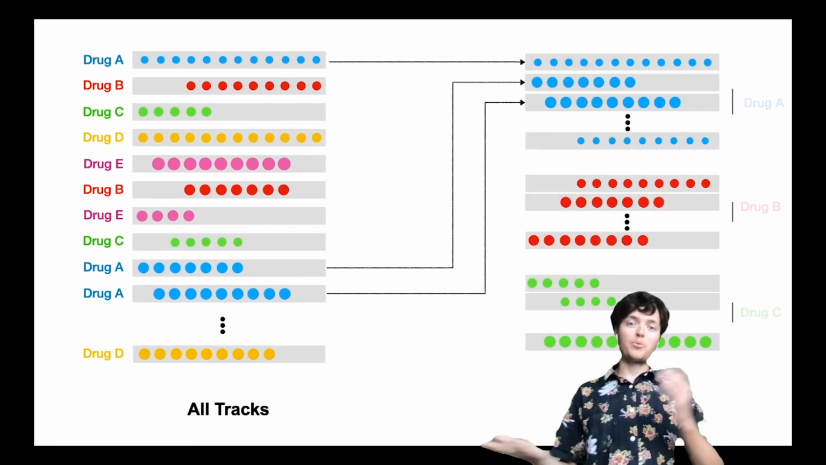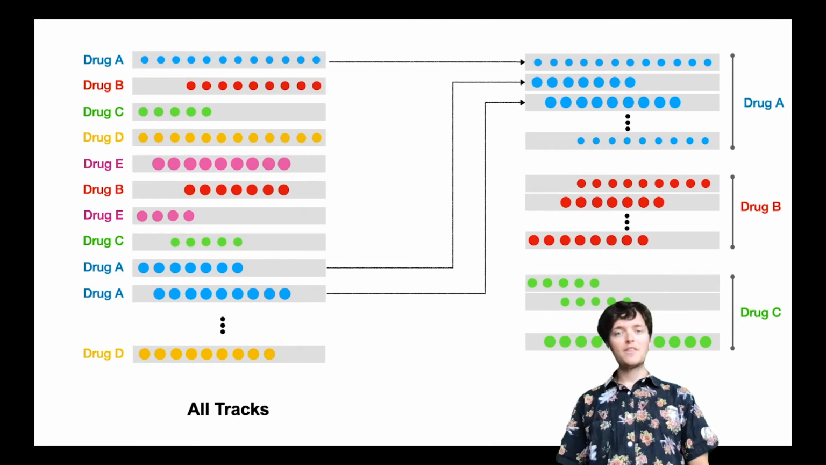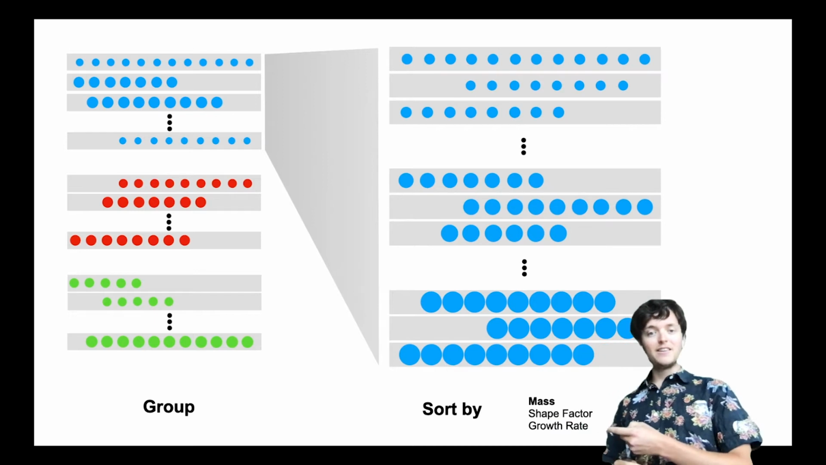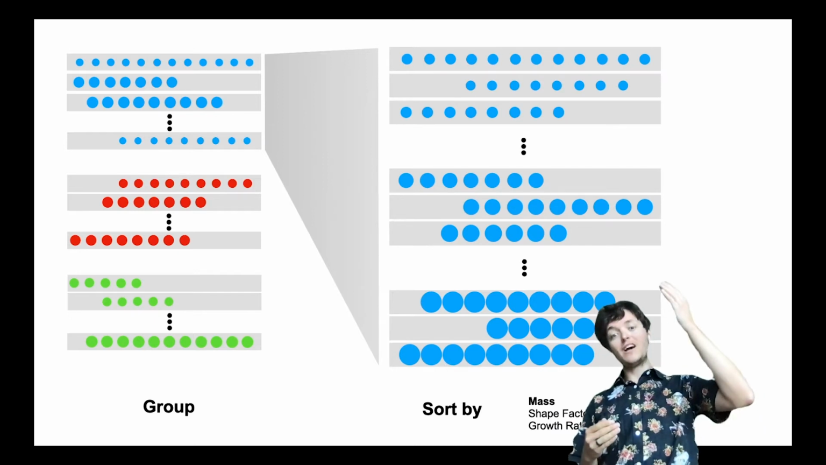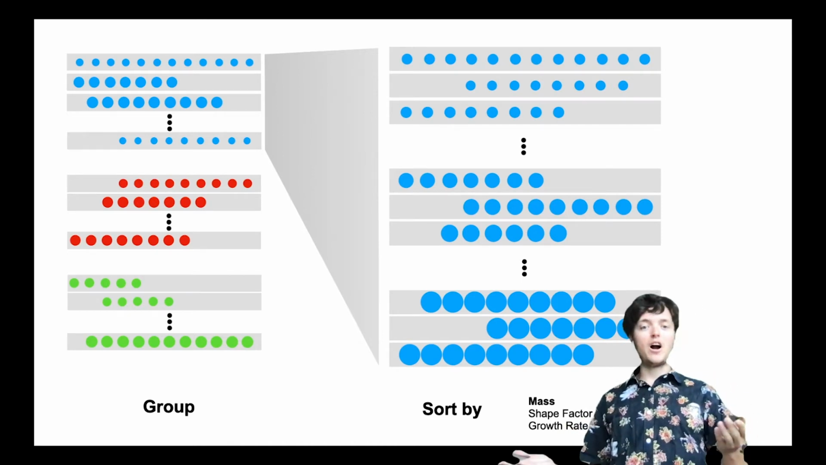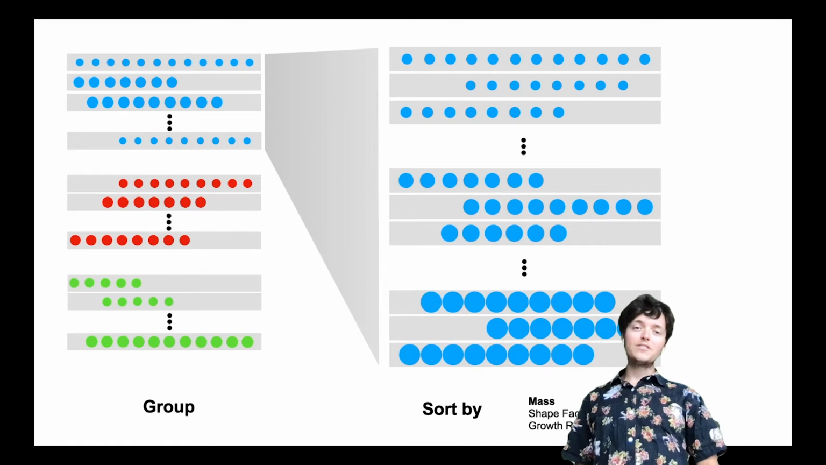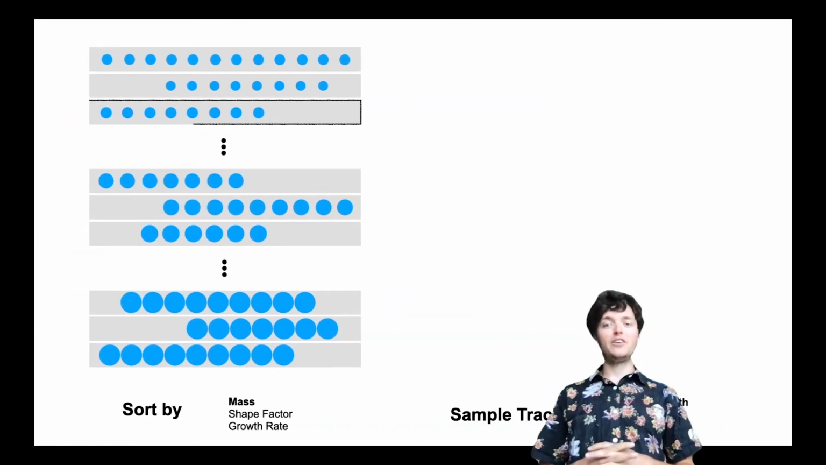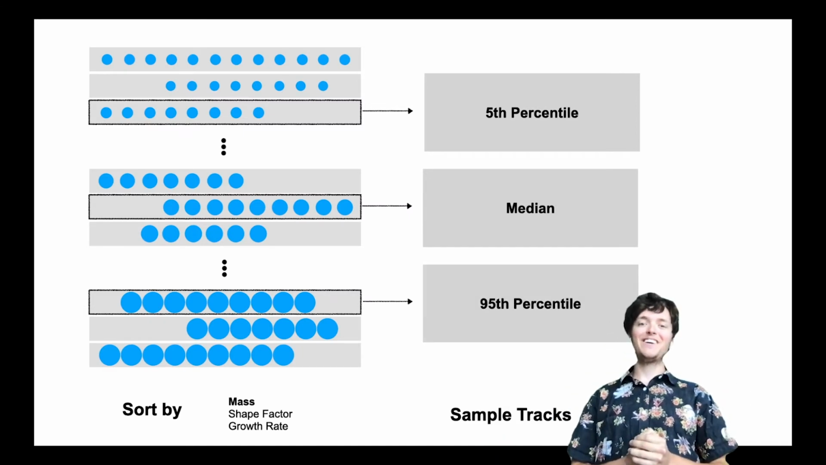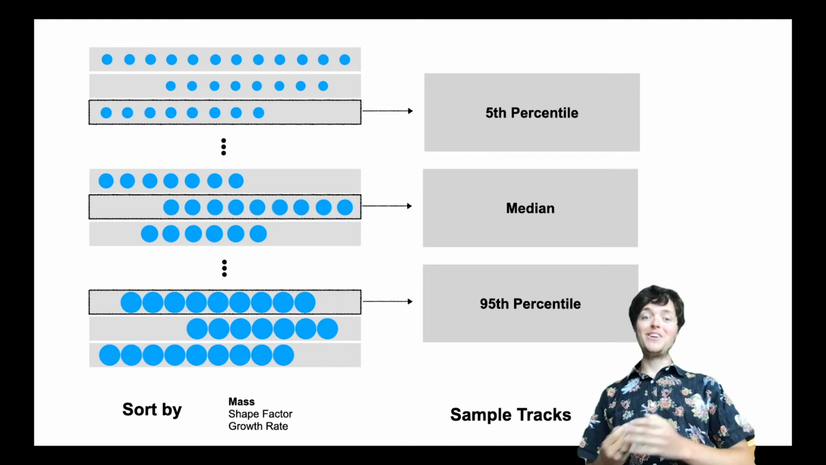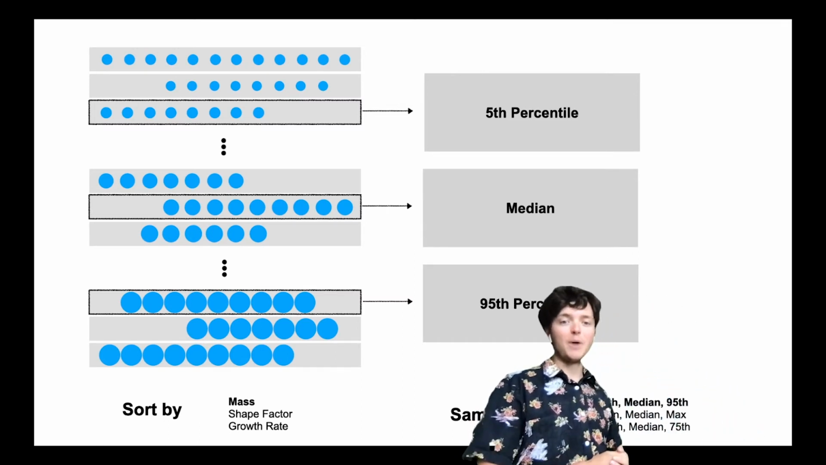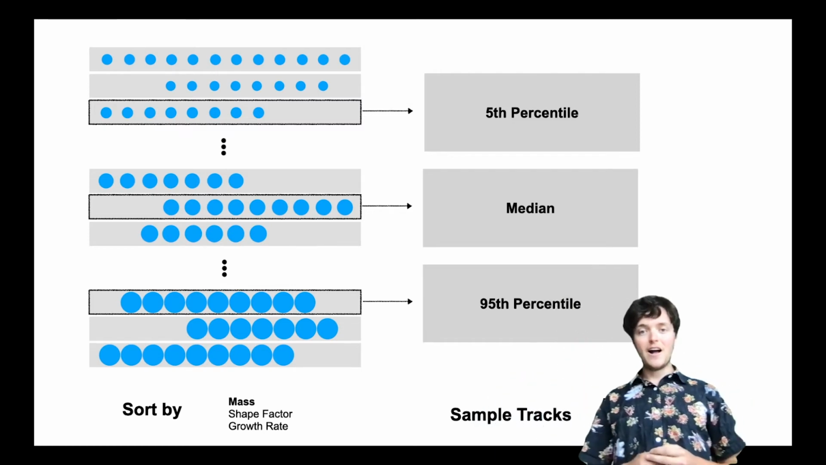First, we can just separate by those experimental conditions. Then within each condition, we can sort by some attribute. In this case, it's mass, so we see the small cells at the top, large ones at the bottom. But within the interface, a user can switch it to other options dynamically. Once it's sorted, you can systematically select tracks from this list. In this case, the cell at the 5th percentile, the median and 95th percentile. Here again, there are going to be some other options within the interface.